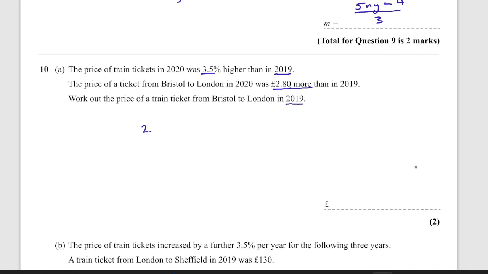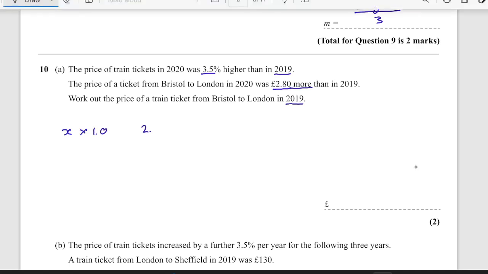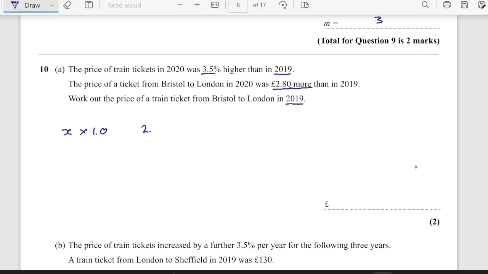So it's 3.5%. Whatever the price was, times by 1.0, no, we're just looking at the increase. So times by 0.035 is equal to £2.80. So if we want the original price, we would need to do 2.8 divided by 0.035.